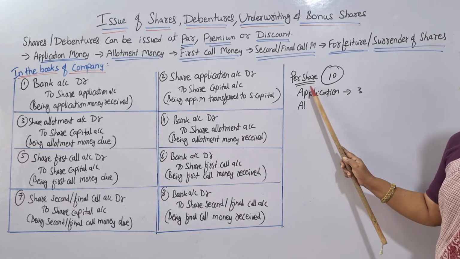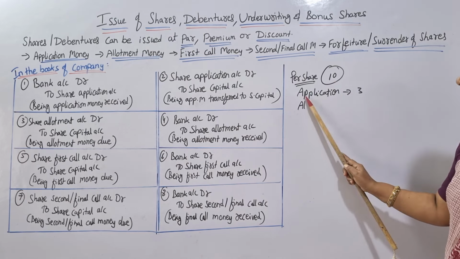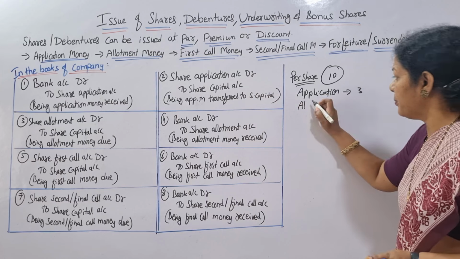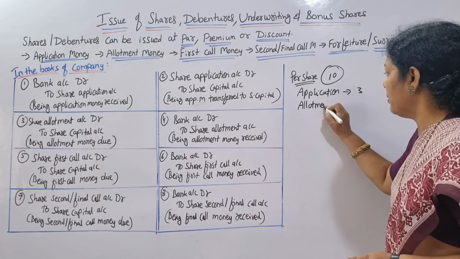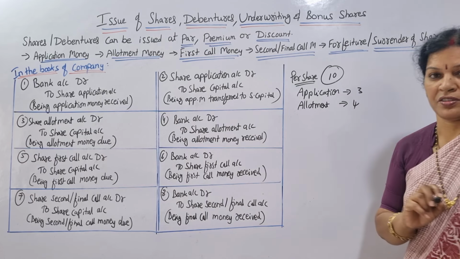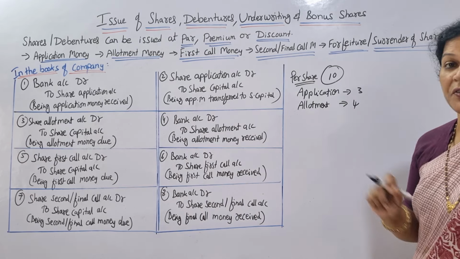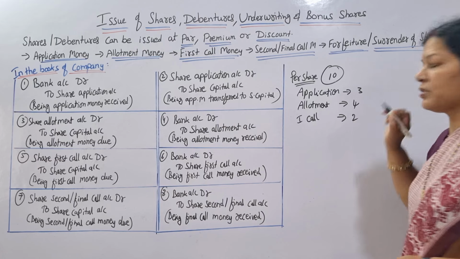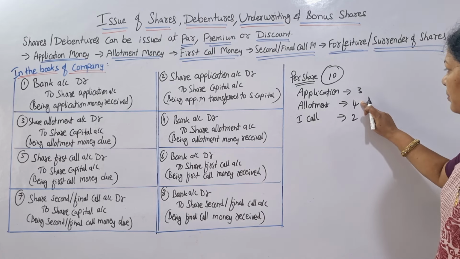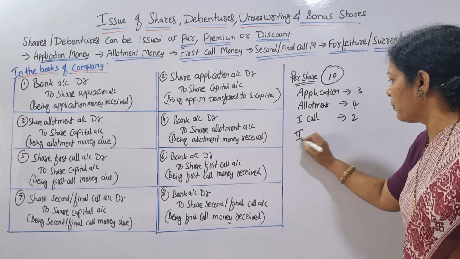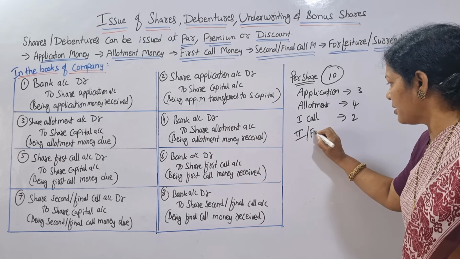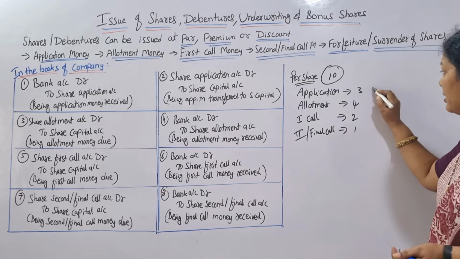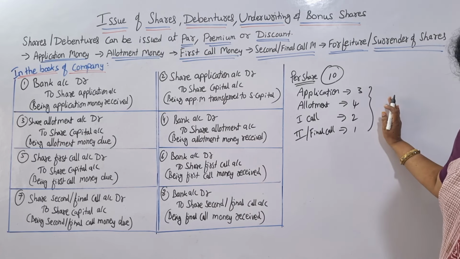Now we are discussing this point. Per share value is 10 rupees. At the time of application, 3 rupees he is paying. At the time of allotment, suppose he has to pay 4 rupees. Then first call, suppose 2 rupees. How much is left? 4, 7, 9, so 1 rupee is left. Second or final call, 1 rupee. So these are the ways to make the payment of shares.